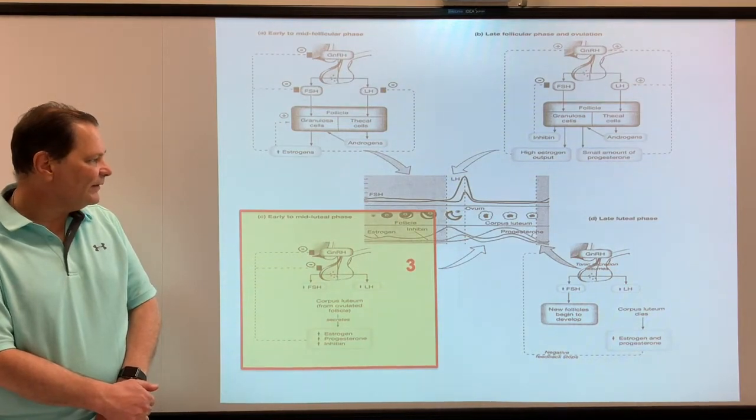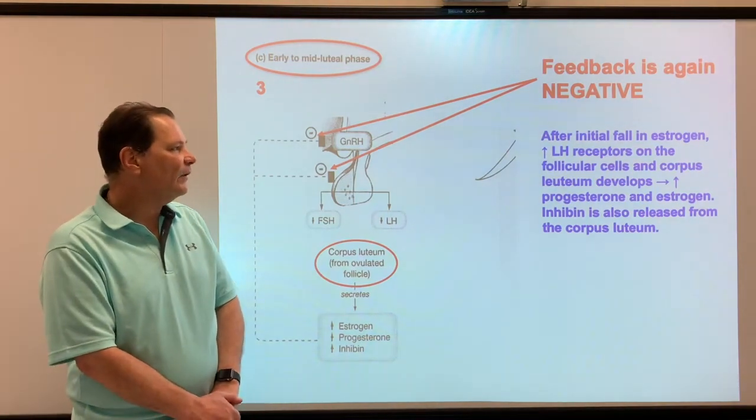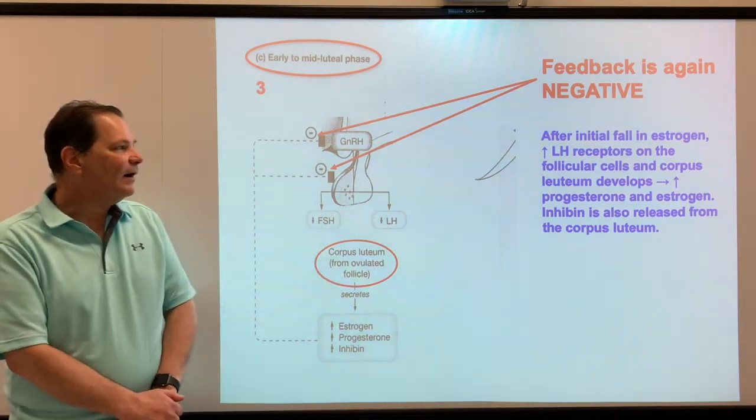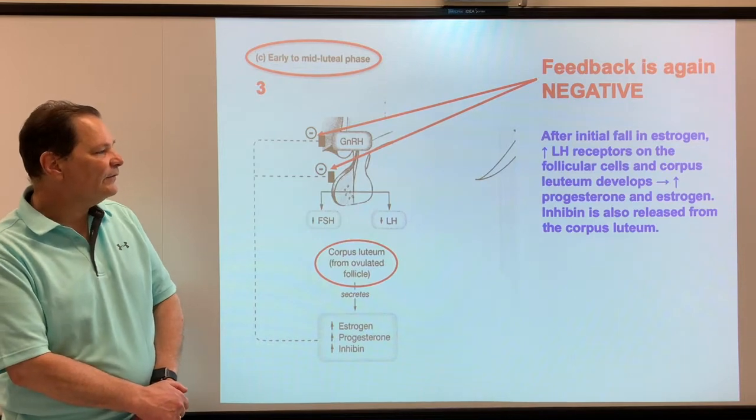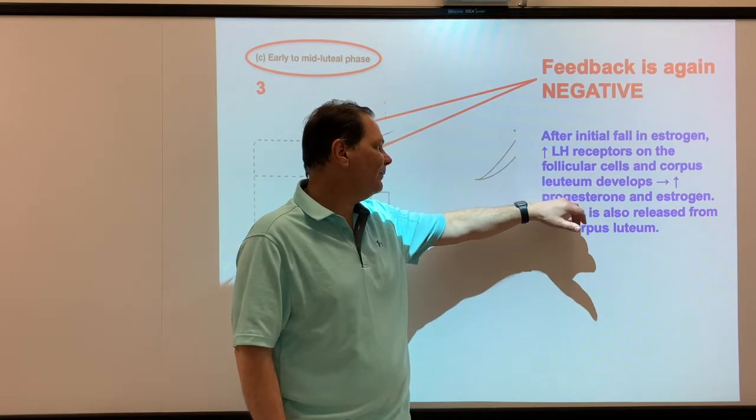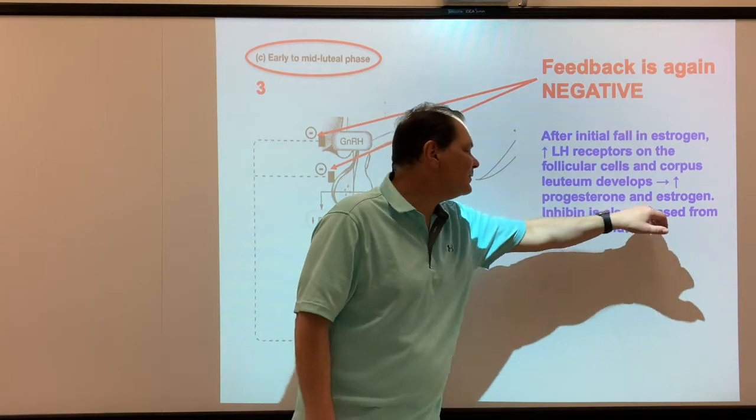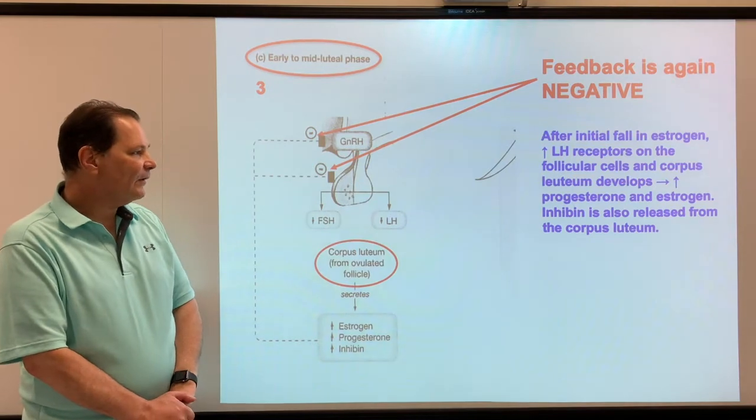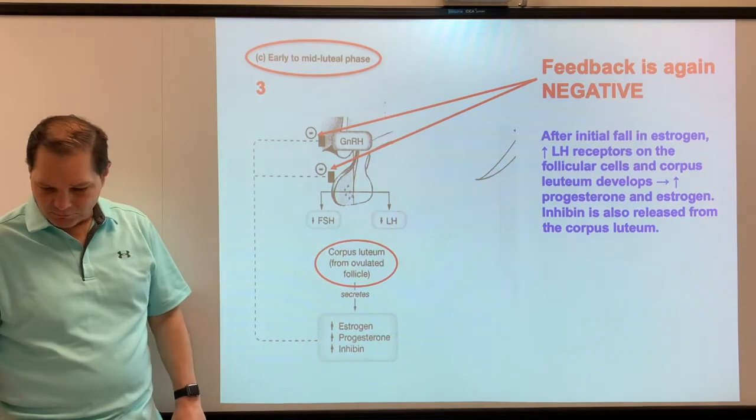That leads us to the early to mid luteal phase. So we have the development of our corpus luteum. After the fall in estrogen, after the LH surge is over and the FSH surge is over, the follicular cells increase the secretion of progesterone, and these develop into the corpus luteum. And so you get the secretion of progesterone and a little bit of estrogen during this phase. Inhibin is also released from the corpus luteum, and that keeps FSH levels relatively low.